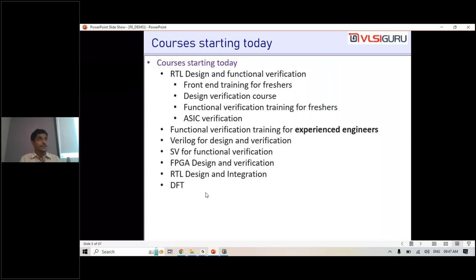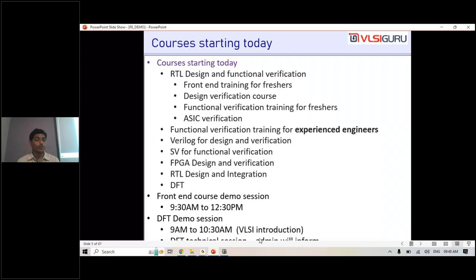So only today's session is common. As you go forward, everything will run as separate batches. The demo session, as you know, is from 9:30 to 12:30 p.m. And we'll also have a DFT demo session post lunch. Maybe it could be today, or in some cases tomorrow. In case you are looking for the DFT demo session, our admin will inform you the schedule for that session.